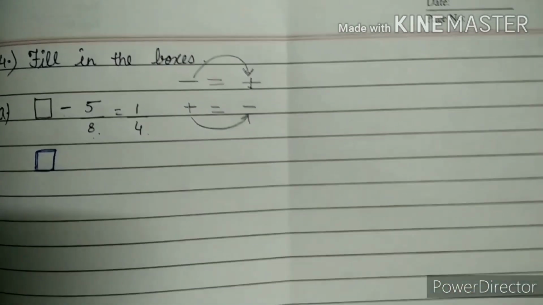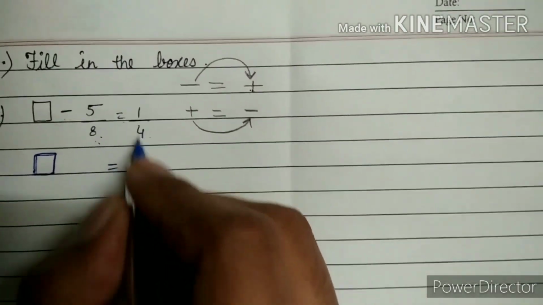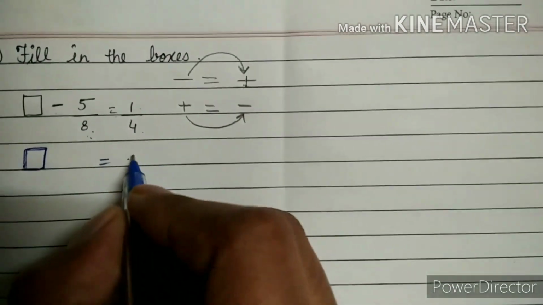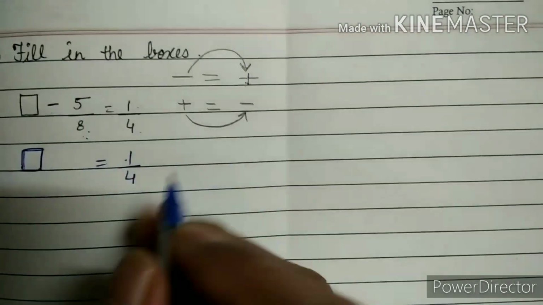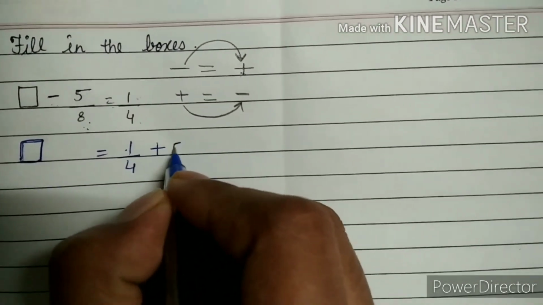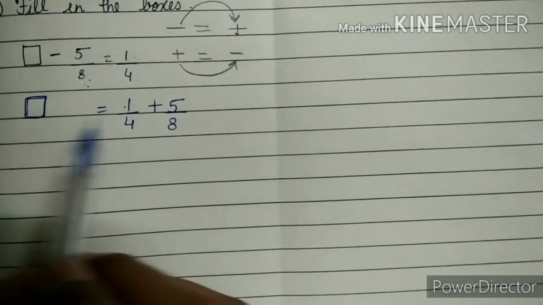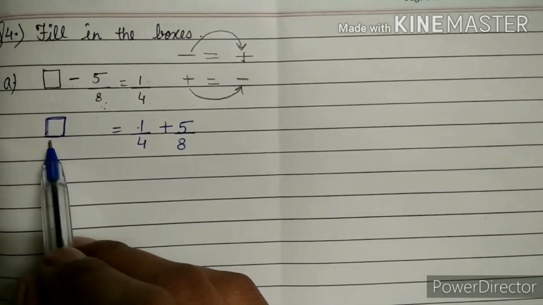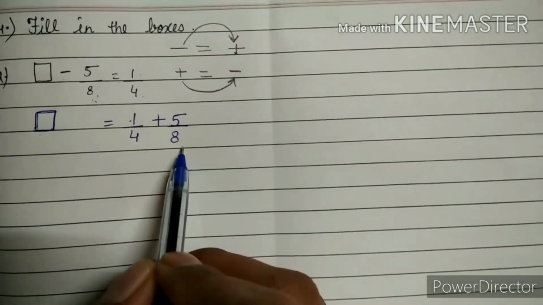So here minus 5 by 8 will go to the opposite side, but after which number? After the already present number, that is the fraction 1 by 4. This is already present. After it, minus 5 by 8 will go as plus 5 by 8. Now in the box we will get the fraction that is the result of 1 by 4 plus 5 by 8.